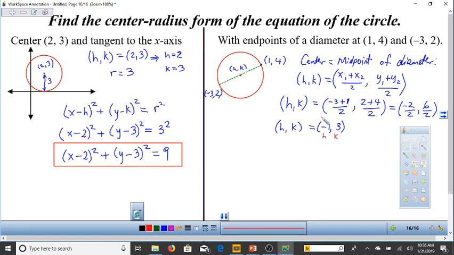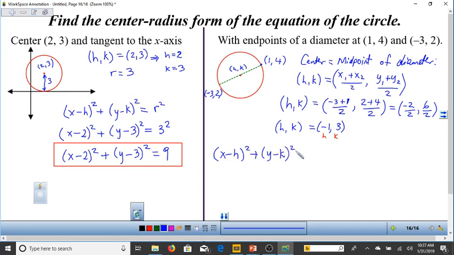And now we can find the radius by doing the distance formula, or find the distance of the diameter and then dividing it by 2, or find the distance directly from HK to one of those 2 points. But another way we could do it is like what we just saw in the PowerPoint. Write the equation of the circle in center radius form, x minus h squared plus y minus k squared equals r squared.